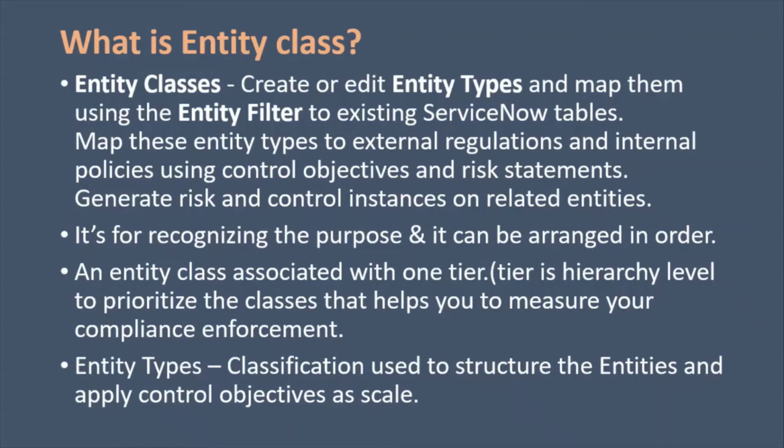So basically an entity class is associated with one tier and it recognizes the purpose, like what has to be prioritized, and we have to make sure our compliance enforcement is in place. For that we can map those control objectives in that entity class and responsible parties, and whoever is the owner of that can take care of it. So this is how we can define the entity class and associate it with one tier. And remember one thing, we can only associate one tier with an entity class.